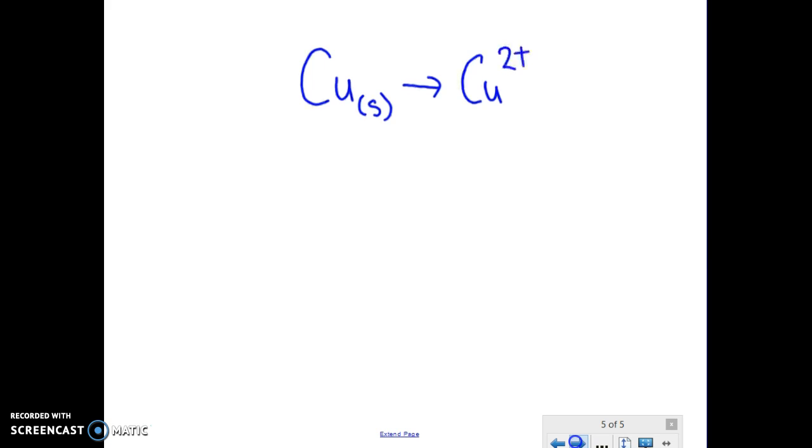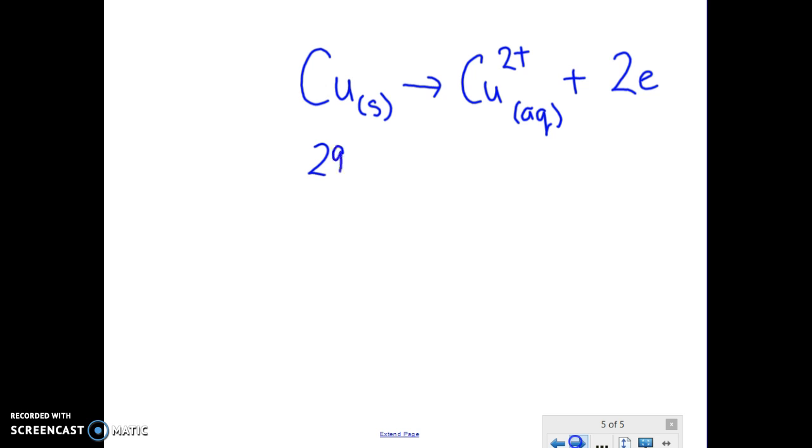If I were to write this out as a reaction, and I had copper to begin with, and I was left with a copper 2 positive charge, when I show a loss of electrons, I show it on the product side or the right-hand side of the equation. Think about it. We know from balancing that the left side has to equal the right side.